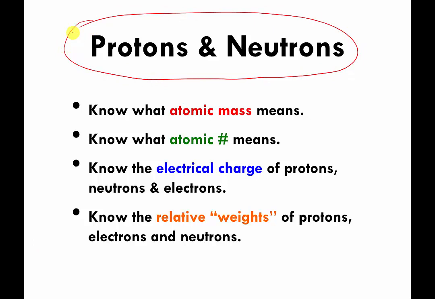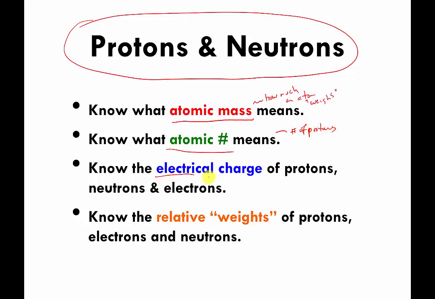So, to summarize, we've spent a lot of time talking about protons and neutrons, so here's a very brief summary of what you should know. You should know what atomic mass means. That is roughly equal to how much an atom weighs, and I'm going to put weighs in quotes. You should know what atomic number means. That's the number of protons.